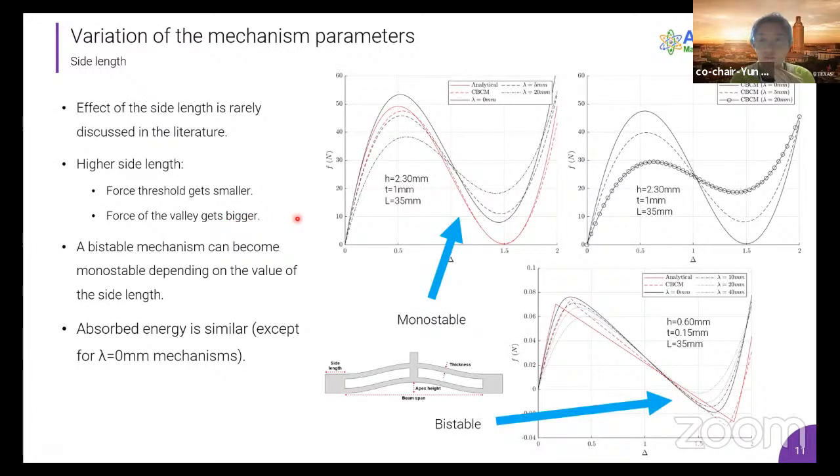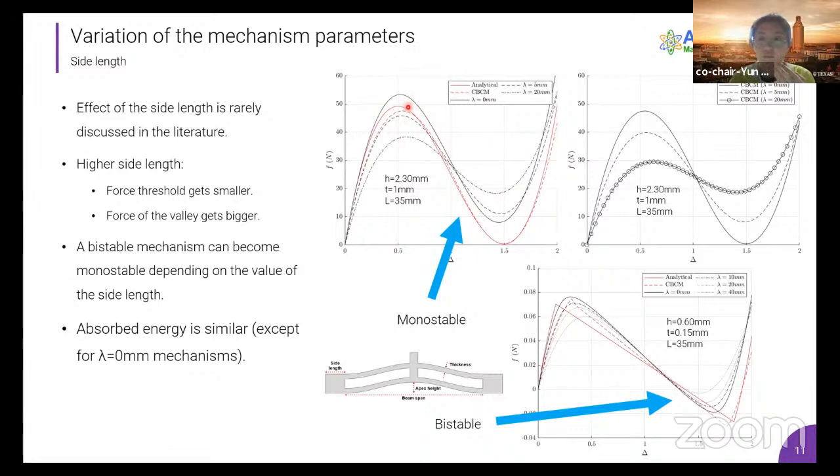So the first parameter we studied was the side length, since it's rarely discussed in the literature. To sum up, when the side length gets bigger, the force threshold gets smaller and the force of the valley gets bigger. As we can see here in the first image, the mechanisms with side lengths of 5 and 20 millimeters have a higher force in the valley and the maximum force is getting lower.